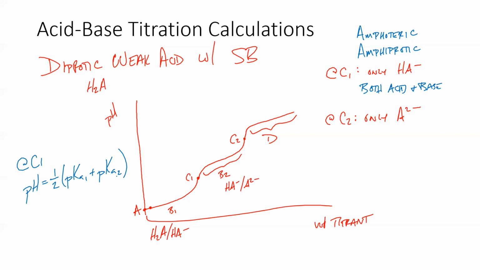All right, now regions B1 and B2, those are both buffer regions, right? And there's a special data point, not only in diprotics, but in monoprotic weak acids as well. There's this special data point that's right in the middle. It's half the volume of the equivalence point, and we call this the half equivalence point. Not a very creative name.